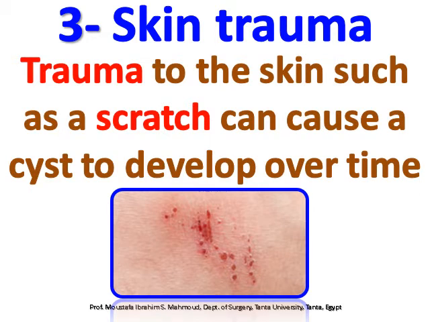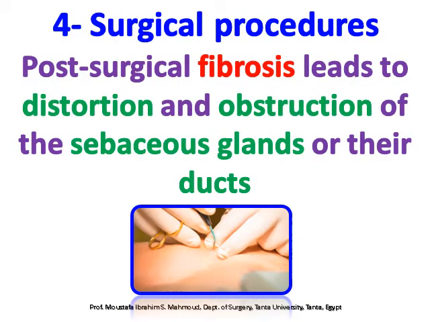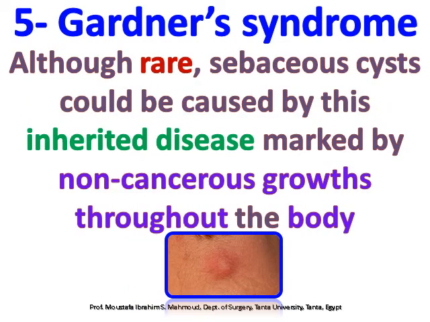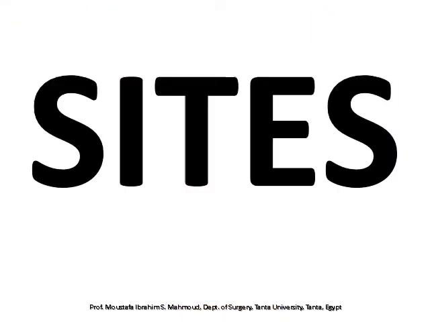Skin trauma, such as a scratch, can cause a cyst or develop over time. Surgical procedures: post-surgical fibrosis leads to distortion and obstruction of the sebaceous glands or their ducts. Gardner syndrome: although rare, sebaceous cysts could be caused by this inherited disease marked by non-cancerous growths throughout the body.